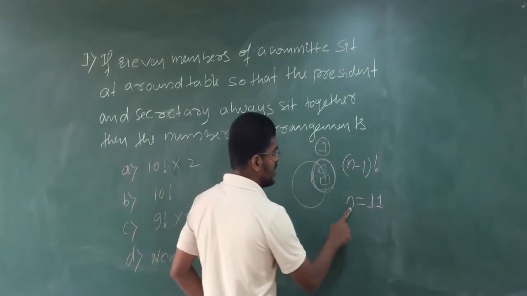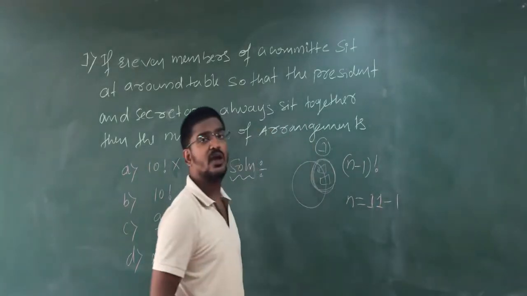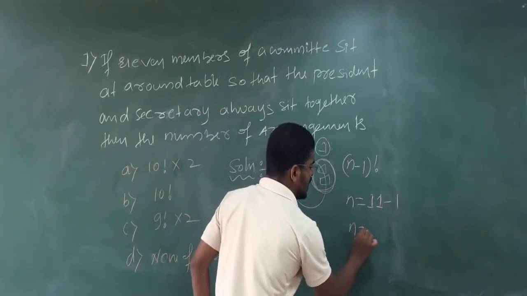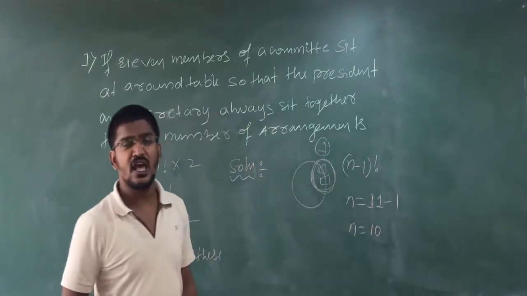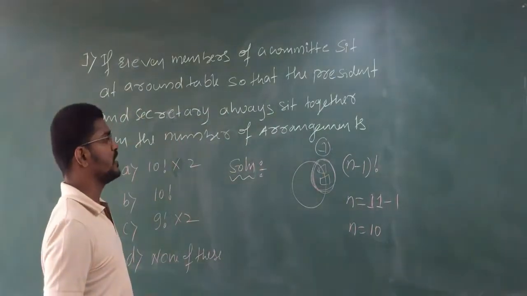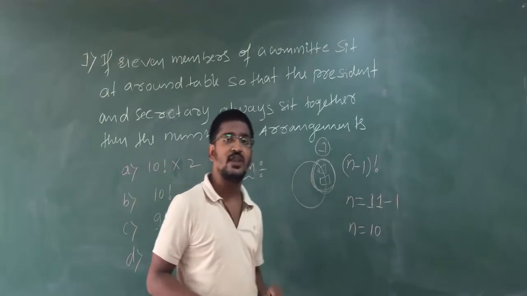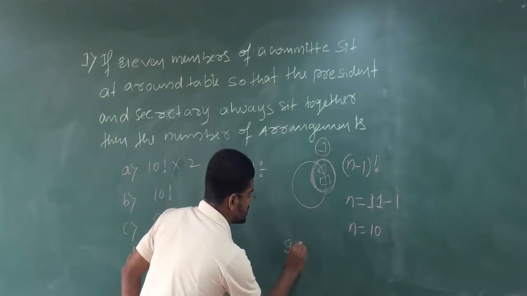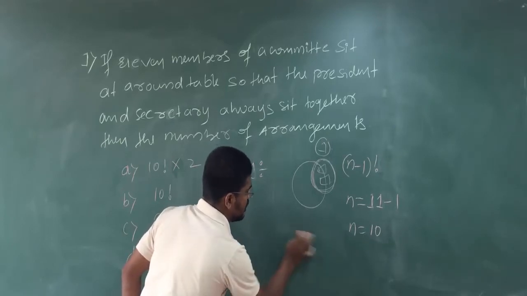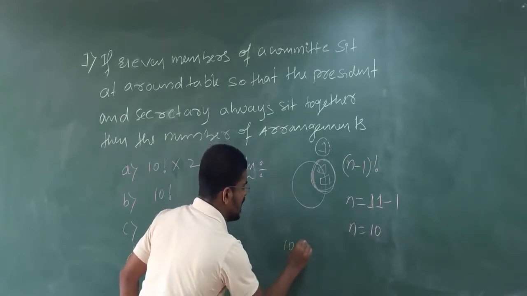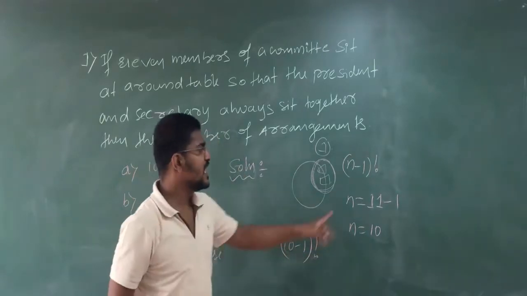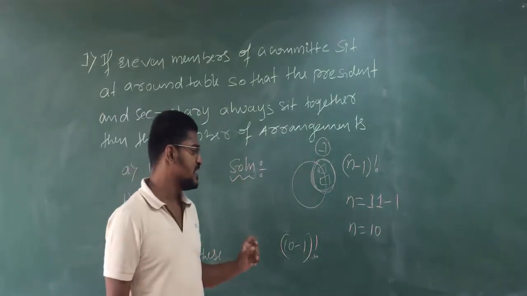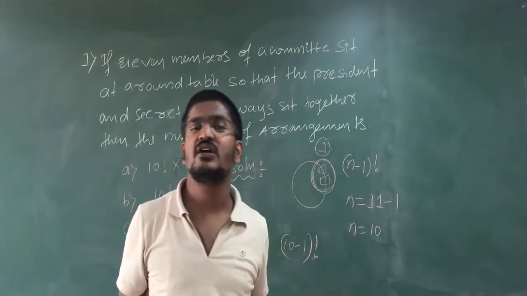So your n will be minus 1 because both of those are always together. So it will be n equal to 10. Clear, students? Now what is the permutation formula? It is n minus 1 factorial. Now n is 10, so it is 10 minus 1 factorial, the arrangement of n members. That means 10 seats. Clear?